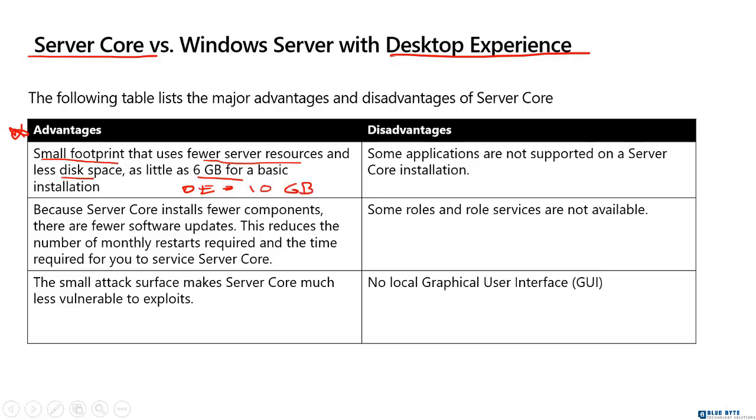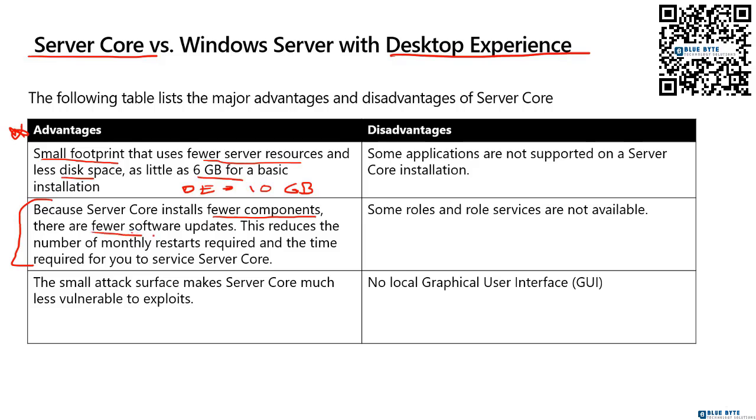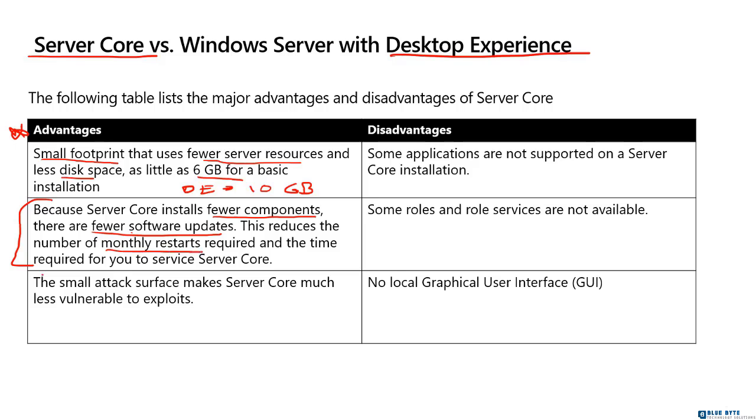So you're comparing a difference of basically 4 gigabytes between the two operating systems, the Server Core Edition and the Desktop Experience Edition. Also, an advantage, Server Core installs fewer components because it's just a smaller operating system, much smaller footprint. You will get fewer updates. Now, you're still going to get updates like any other operating system, but just not as many because there's not as many components that need to be updated. So this will reduce things like monthly restarts.